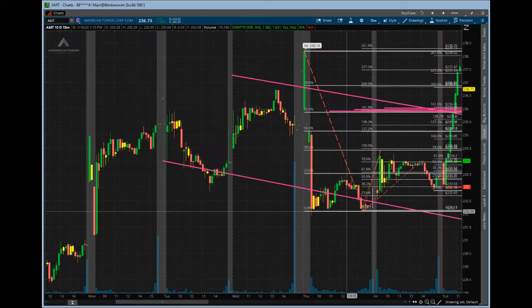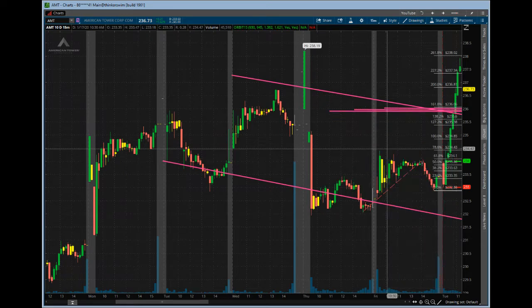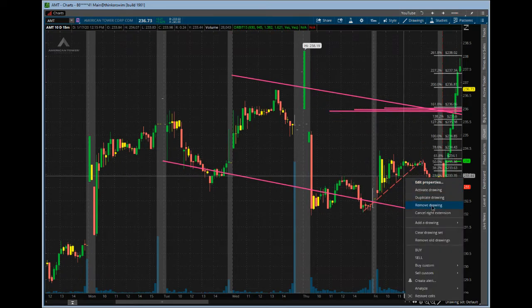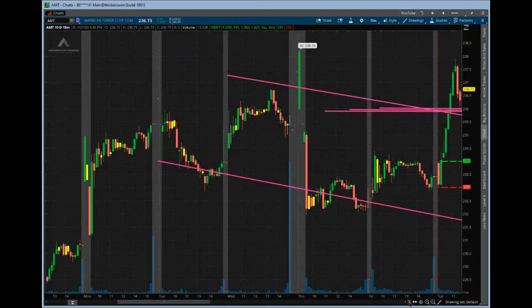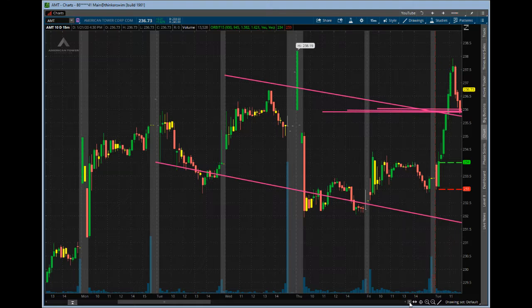Okay, and then if we remove all these Fibonaccis, just to get rid of the clutter here, we have a cluster right here. So let's see where that pullback ended up going. We got a pullback there on AMT, a pullback to these areas. Oh, it hits the price cluster right there.